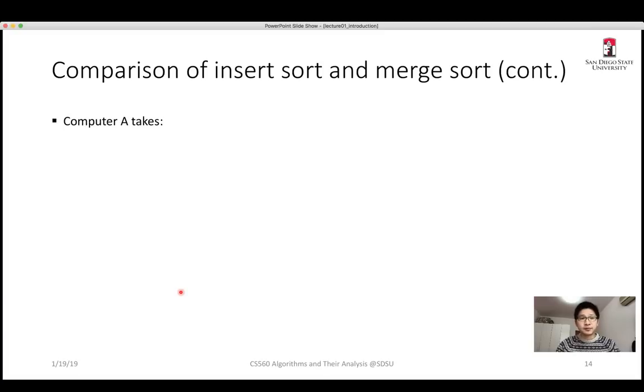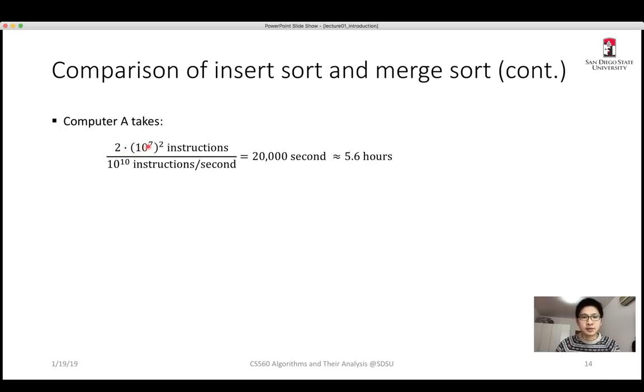So the real time that computer A takes is 2 times 10 to the power of 7 to the power of 2, because 10 to the power of 7 is n, the size of the input. Because A runs insertion sort and C1 is 2, that's the total number of instructions needed to run the insertion sort. In the denominator, 10 to the power of 10 is the speed of computer A. So the total running time of insertion sort on computer A is that many instructions divided by the speed of computer A, which is 20,000 seconds. That means 5 or 6 hours.